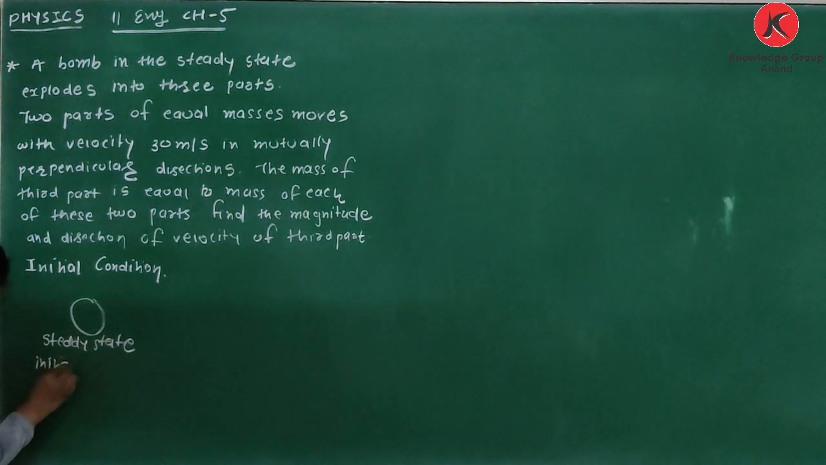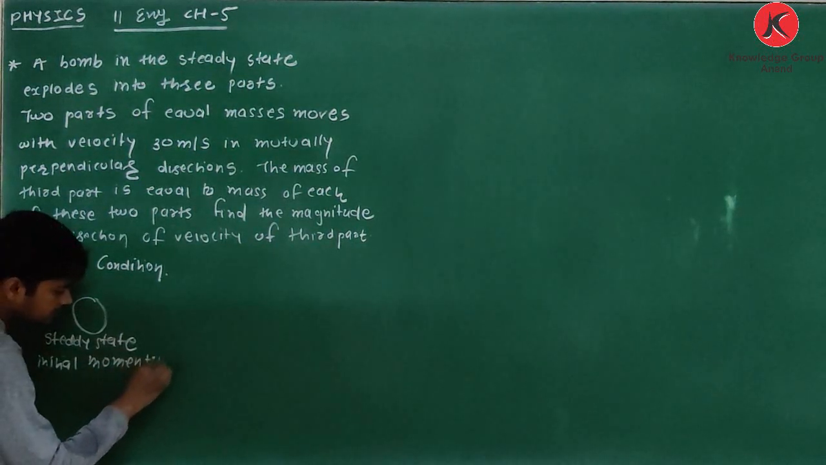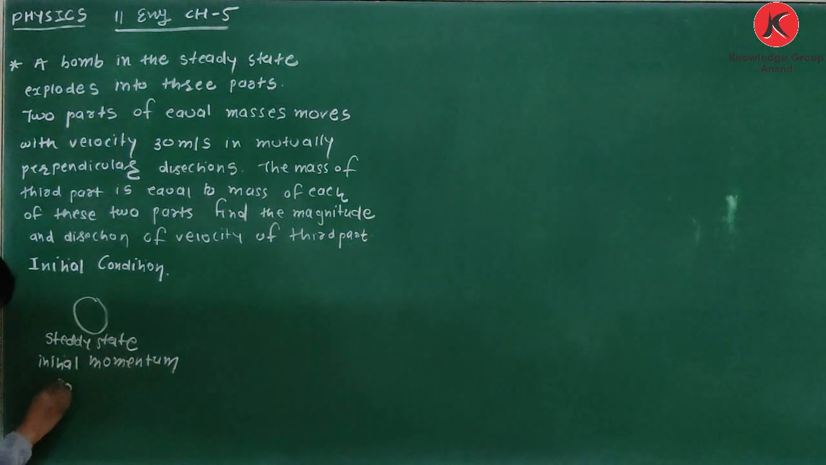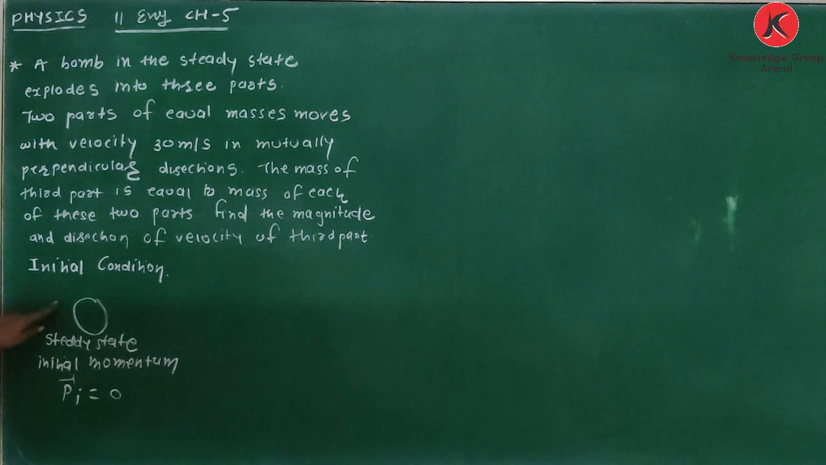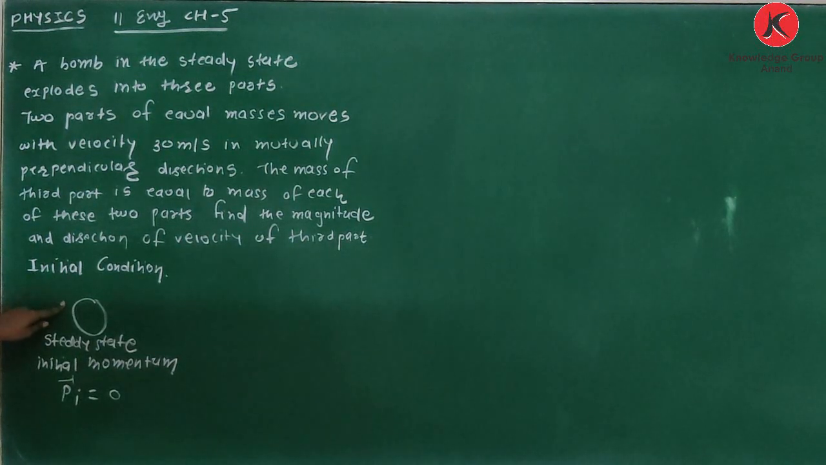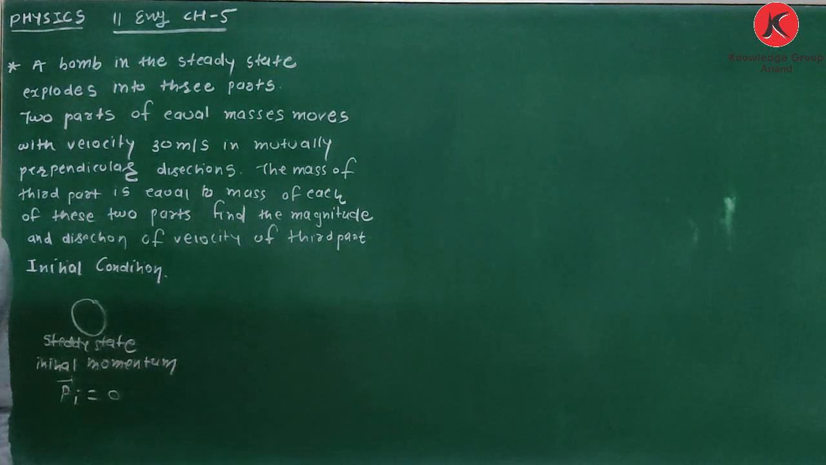Its initial momentum Pi is equal to 0. Clear about this? As this bomb is in steady state, it is stationary, so its velocity is 0. So its initial momentum Pi is equal to 0 because momentum is equal to mass into velocity.